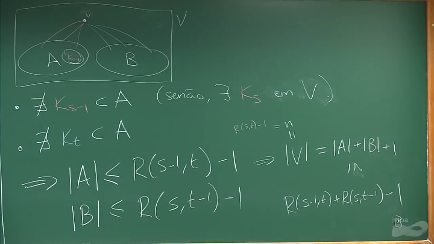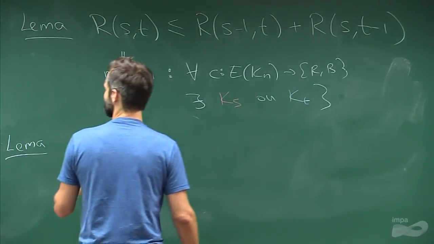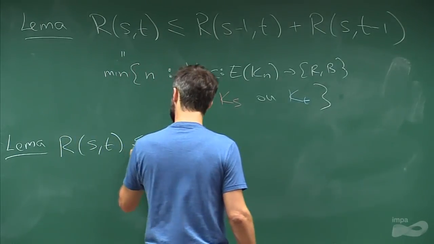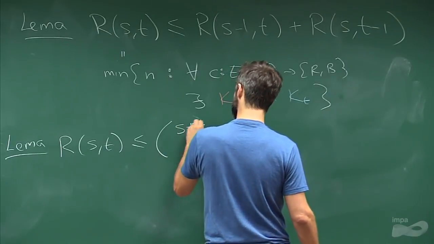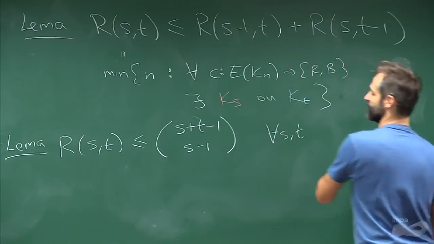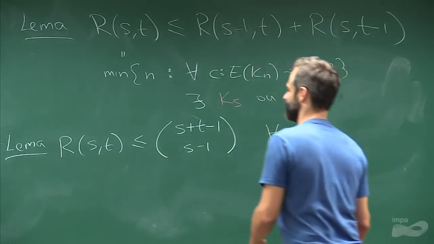Now, to deduce the theorem is just a simple induction. So I claim, let's do another lemma. The lemma is more general than the theorem, actually. R(s,t) is at most (s+t-2 choose s-1), for all s and t. It's just induction. Proof.